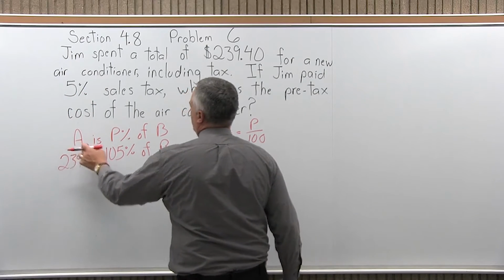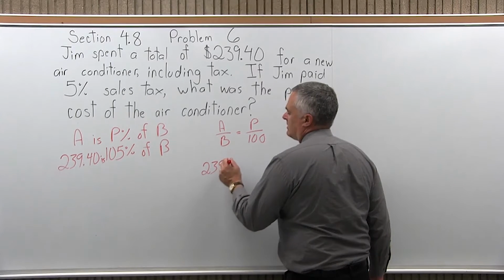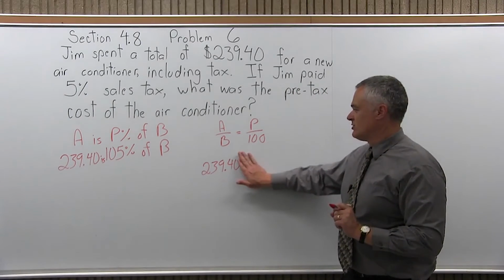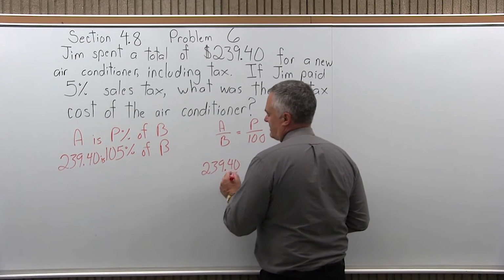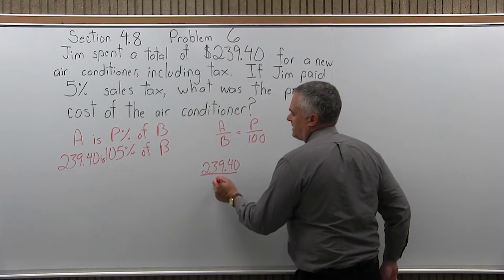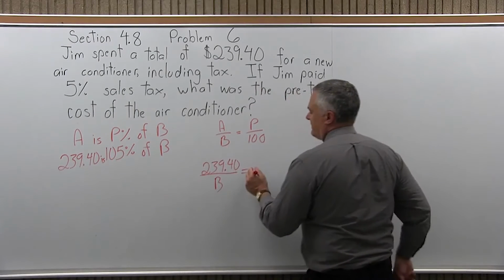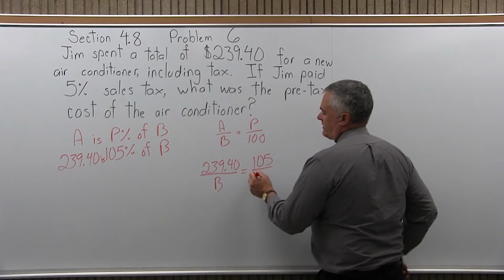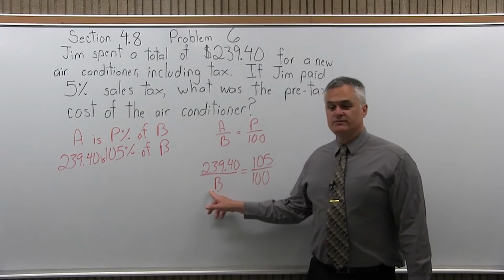So 239.40 is the A. Technically, we don't need the 0 at the end. You can let that disappear if you want. Just call it 239.4. It's going to give us the same answer. Since it's money, I like seeing two places after the decimal, but it doesn't really matter. B is the unknown, so it'll just stay as a variable. We'll call it B. Equals P is 105. And the percent is what gives me the 100. So I can fill it out with only one unknown.